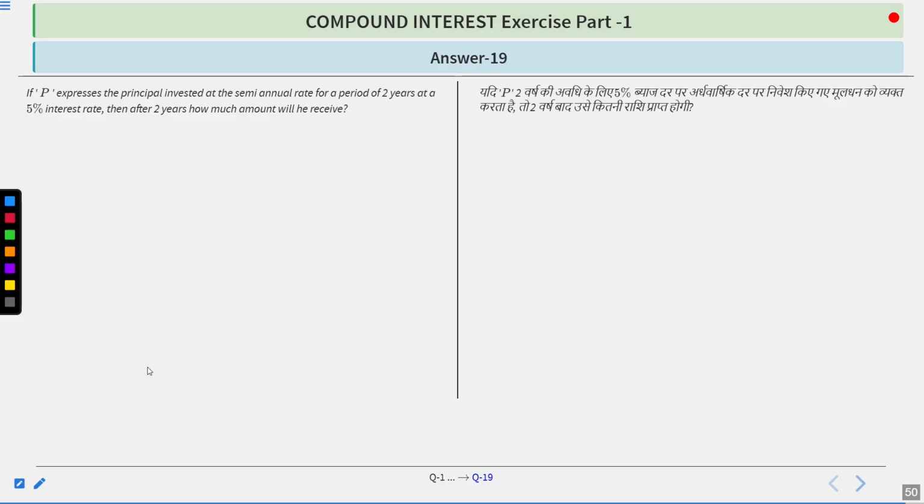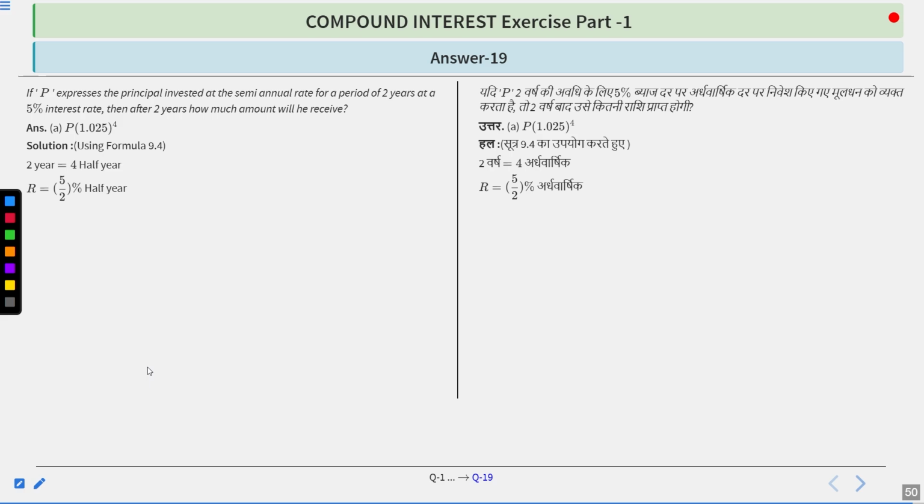Now the answer to this question is option A, P into 1.025 power 4, and we are going to use formula 9.4 to solve this question. 2 years is equal to 4 half years. Rate that was 5%, and if it is half yearly, it becomes 2.5%. Then using formula 9.4, that is A equal to P into 1 plus R upon 100 raised to power n, that becomes A equal to P into 1 plus rate is 5/2. So 5/2 into 100, power 4. Time was 4 half years.